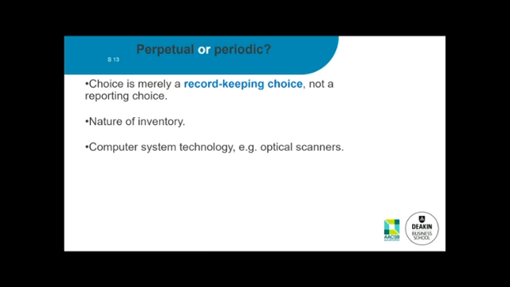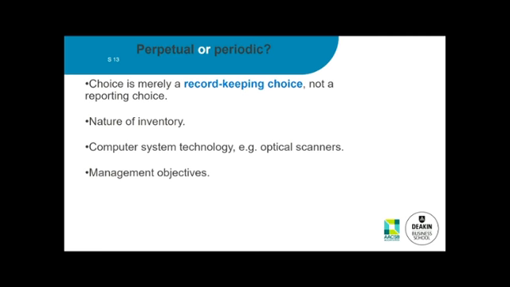Of course, computer system technology, optical scanners, for example, have helped a lot with that. If you have your inventory and you can scan every single item that you sell in a supermarket, for example, you know exactly which units you sold. You know exactly how much you sold them for. So why wouldn't you know at any point how many items you have left and what your profitability is right now? How much you're selling it for versus the cost, you can figure that out. So technology has significantly reduced the costs of implementing the perpetual inventory system.